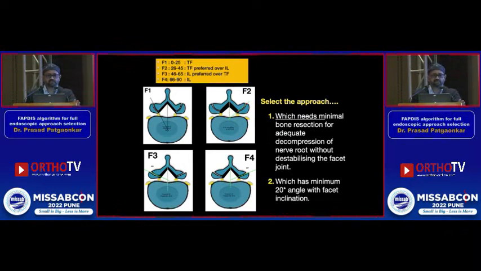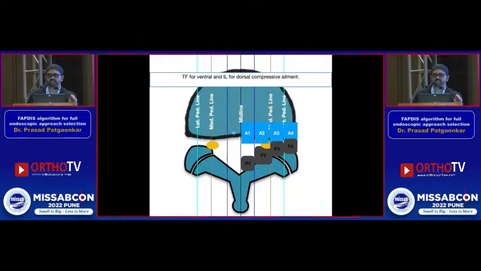And we have divided this facet angle based on the 0 to 25 angle. We prefer transforaminal. So we give 1 score to the transforaminal. If it is 26 to 45, we give transforaminal is preferred over interlaminar. So we give 1 point to transforaminal and 0.5 to interlaminar. And similarly, if it is going more coronally, we go more towards interlaminar. So you select the approach which needs minimal bone resection for the adequate decompression of the nerve root without destabilizing the facet joint. And the approach should have minimum 20-degree angle with the inclination.